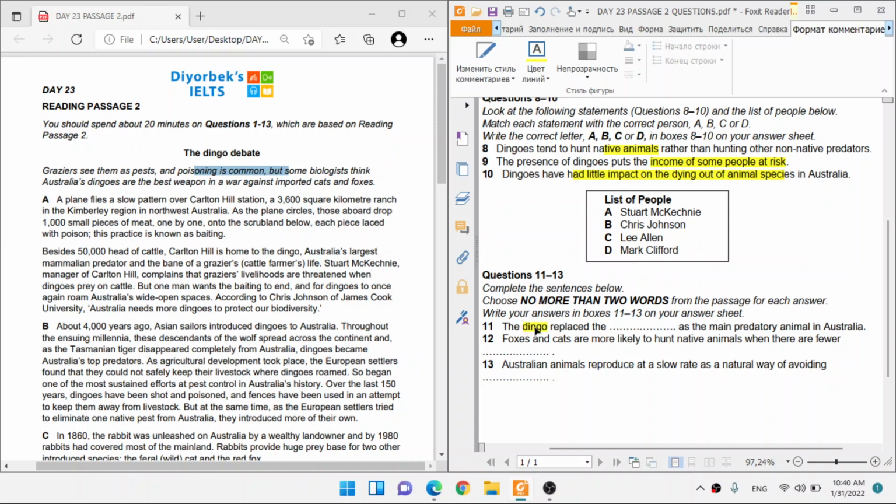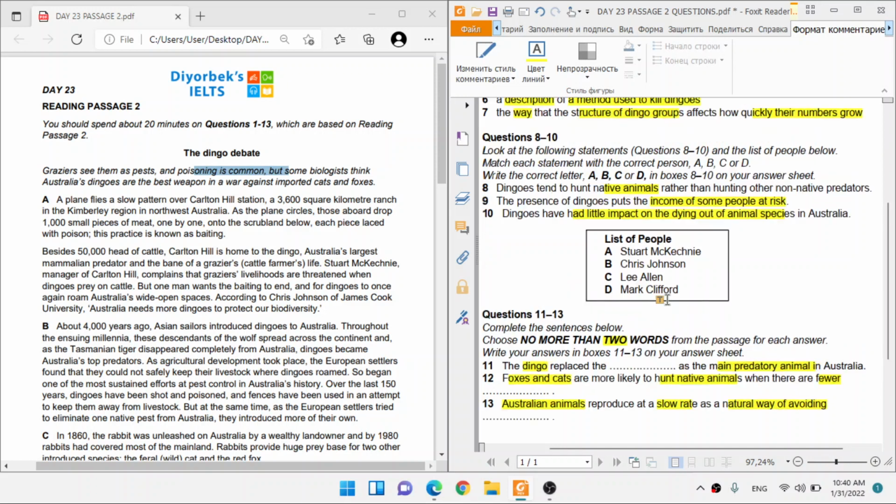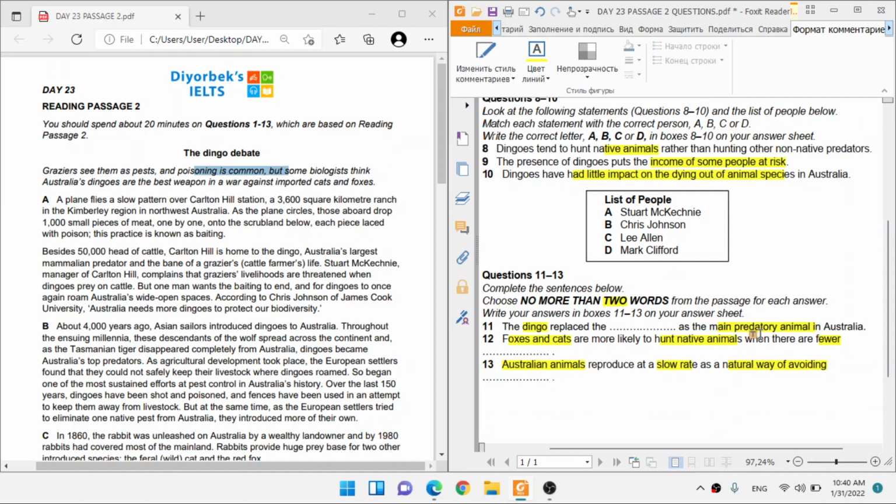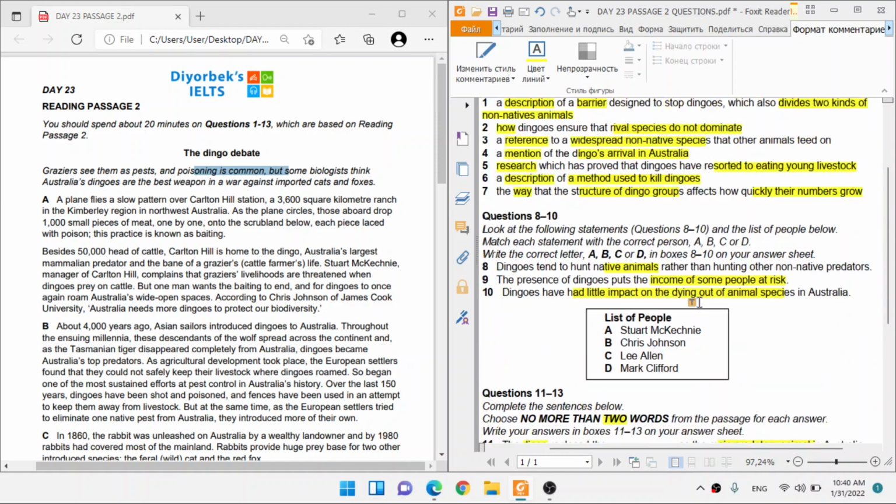The dingo replaced something as the main predator animal in Australia, and no more than two words. Foxes and cats are more likely to hunt native animals where there are fewer something. Australian animals reproduce at a slow rate as a natural way of avoiding something. I'm going to look at questions 11 to 13, guys, when they talk about predator animal. All right, but I'm going to stay focused on these two questions.